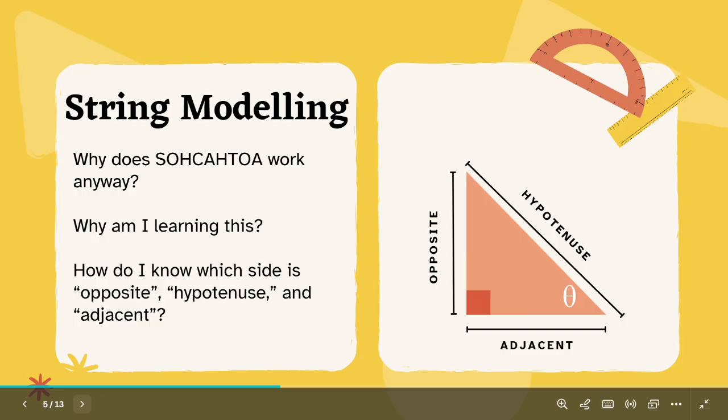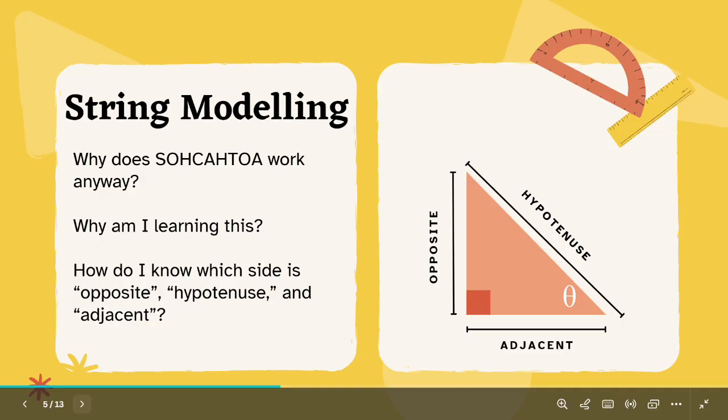So in short, I think that string modeling is just a great way to make these abstract concepts feel a little bit more real and a little bit more understandable. And I also think it is way more approachable to do this than to be expected to work on worksheets all the time.